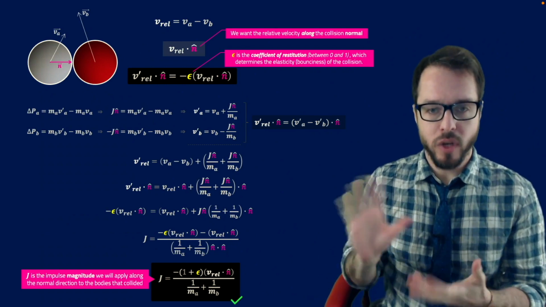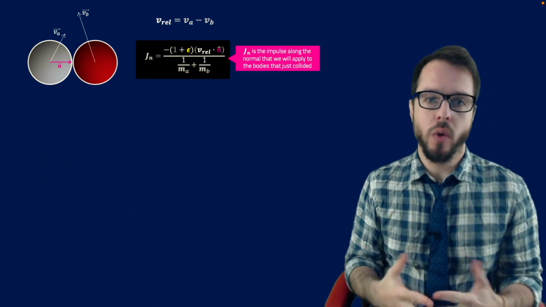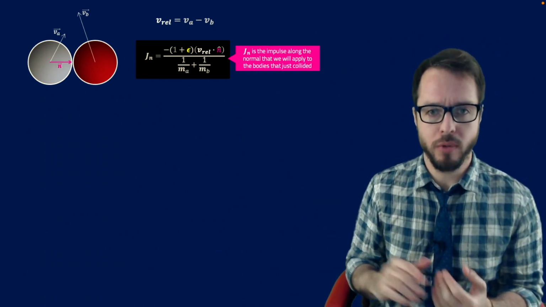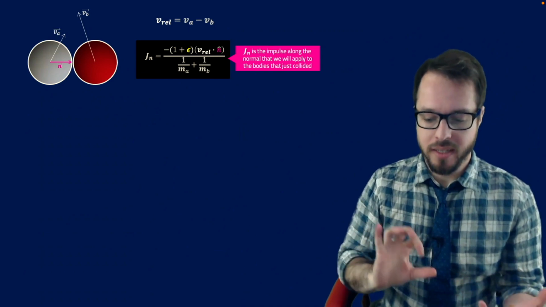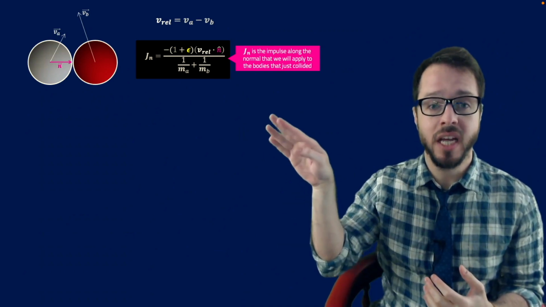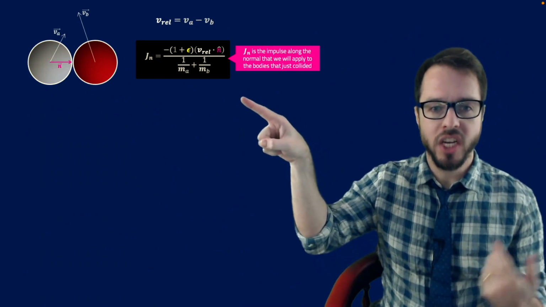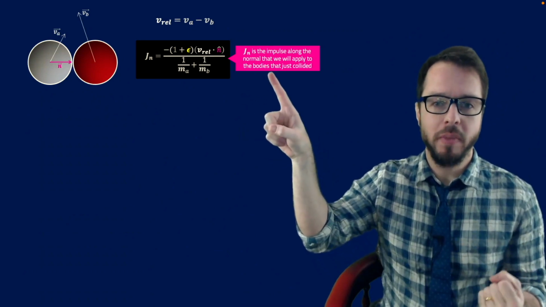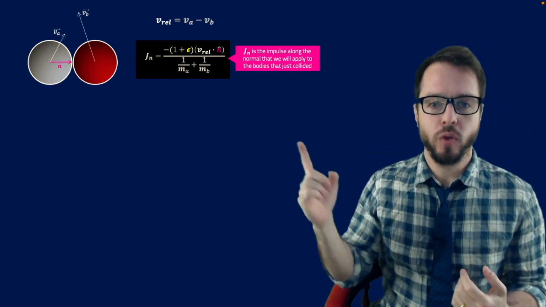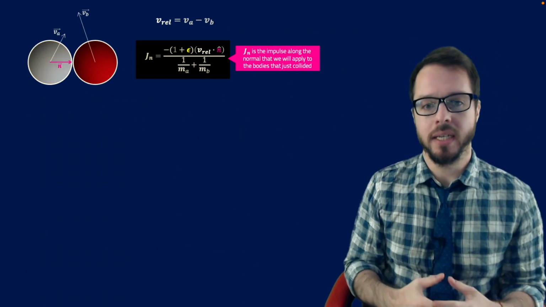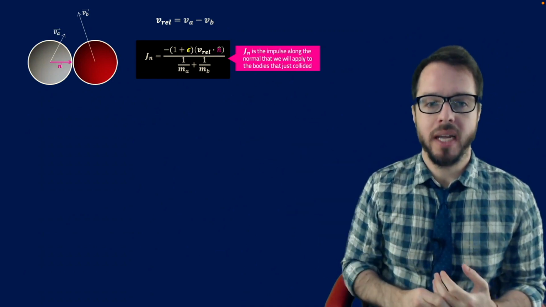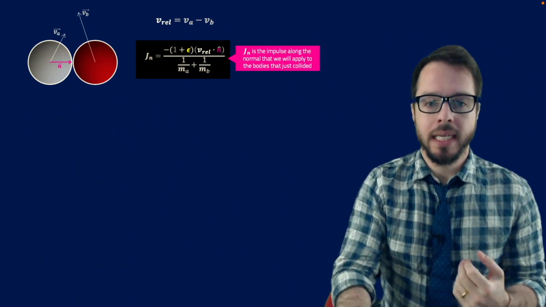Let me give you a spoiler of what I think the source code is going to look like. This is just a snippet of code that I'm going to show to create some skeleton of the source code for us to find this Jn. Do you see how I'm calling it Jn? Jn is going to be the impulse along the normal vector direction that we have to apply to these bodies that just collided. That is going to be the magnitude of my J along the normal.